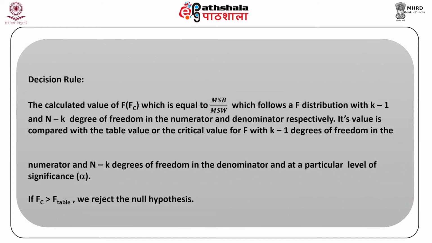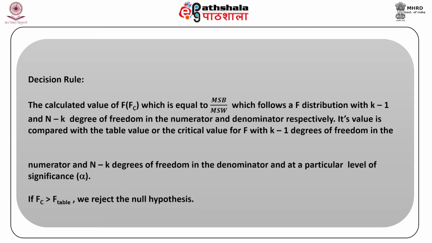Now, what is the decision rule? The calculated value of F or Fc, which is equal to MSB upon MSW, is the one which follows an F distribution with K minus 1 and N minus K degrees of freedom in the numerator and denominator respectively. Its value is compared with the table value or the critical value for F with K minus 1 degrees of freedom in the numerator and N minus K degrees of freedom in the denominator, and at a particular level of significance alpha.